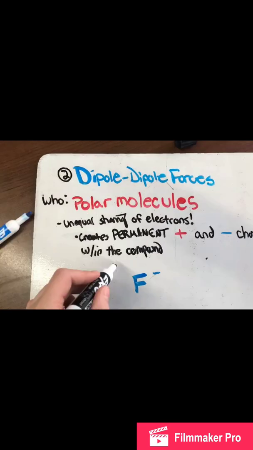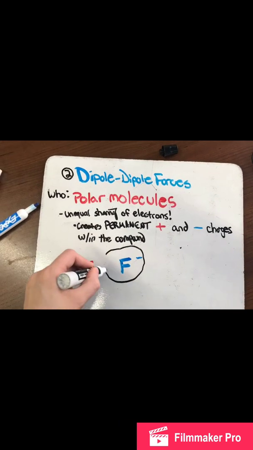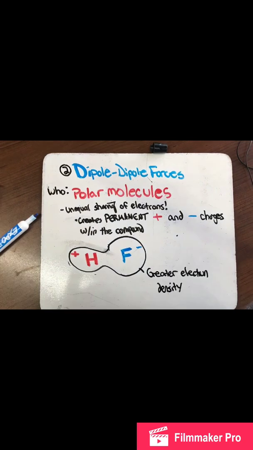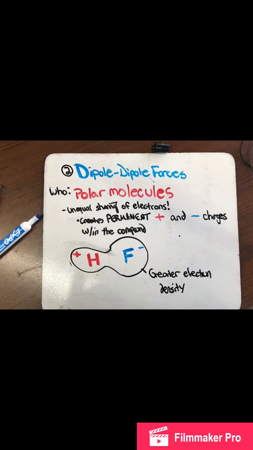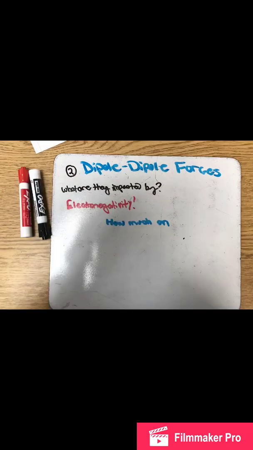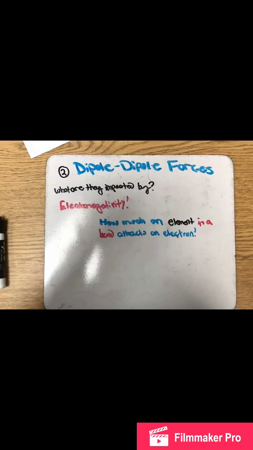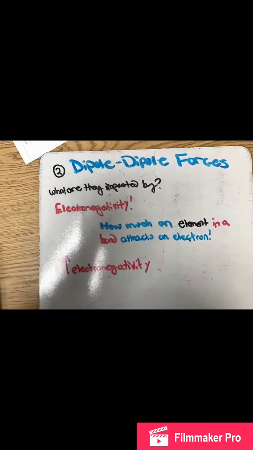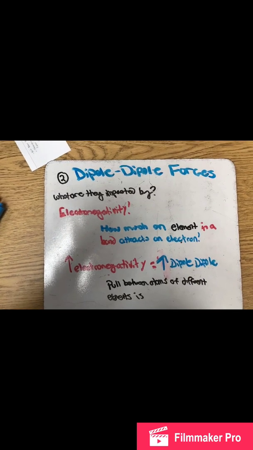So in a compound, hydrogen will be positive and fluorine will be negative due to the difference of electronegativity. Fluorine wants the electrons more. And what that does is it creates a higher region of electron density around fluorine, creating permanent positive and negative charges within the molecule itself. It is polar. Dipole-dipole forces are impacted by electronegativity, which is how much an element in a bond pulls the electrons to itself. So a higher electronegativity succeeds in creating a higher dipole-dipole force because the pull between atoms of different elements is now stronger.